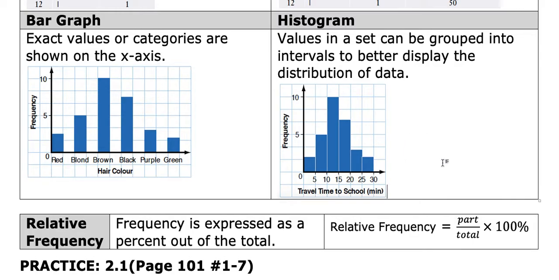So the way that we can determine the total number of data points would be adding the frequency of each of these intervals, where we have 2, 5, 10, 7, 3, 2. Altogether, that's 29, I believe. So this is something to note. The x-axis is travel time to school in minutes.